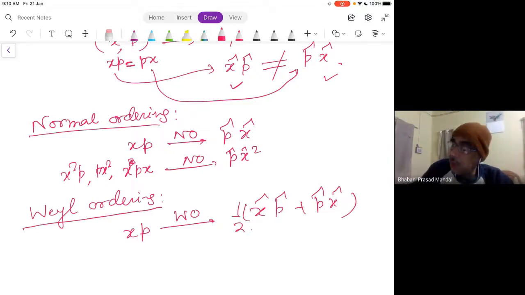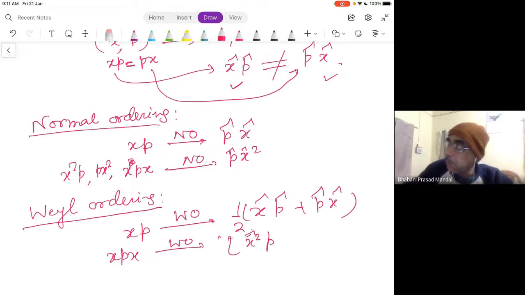Similarly, if you have x p x or any of these, and you make a Weyl ordering, it will include all possible structures. For example, it can have x square p, it can have x p x, it can have p x square.